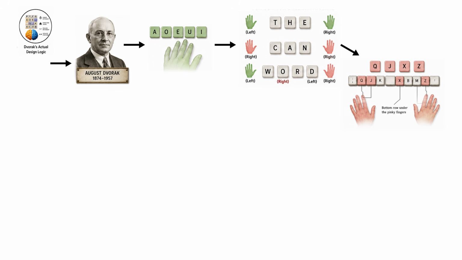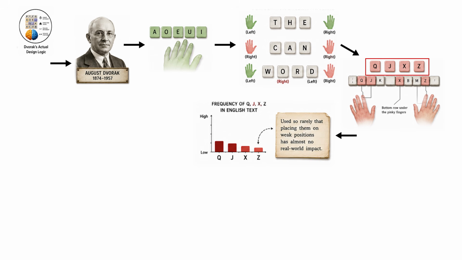The 4 least used letters in English, Q, J, X, Z, went to the weakest finger positions on the layout, the bottom row, under the pinky fingers. Dvorak's logic was specific. Those letters are rare enough that even if the position is mechanically inefficient, it barely matters because you almost never press them.